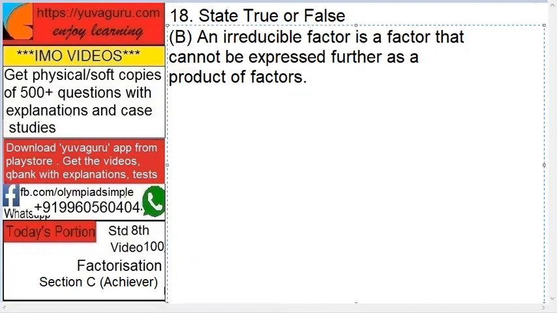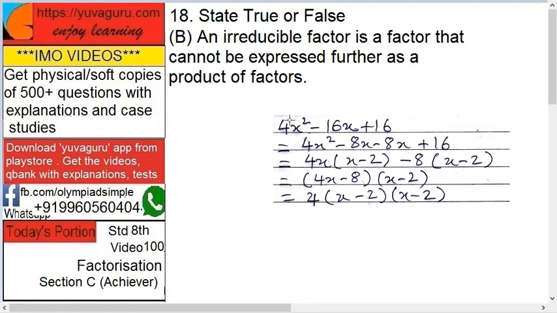Next. An irreducible factor is a factor that cannot be expressed further as a product of factors, means which cannot be reduced further. So that is true. Same logic. See this example, same one as earlier, 4x square minus 16x plus 16. What are the factors? 4 into x minus 2 into x minus 2. Can they be reduced further into some other mathematical expression? No. So this is an irreducible factor. So the answer is true.